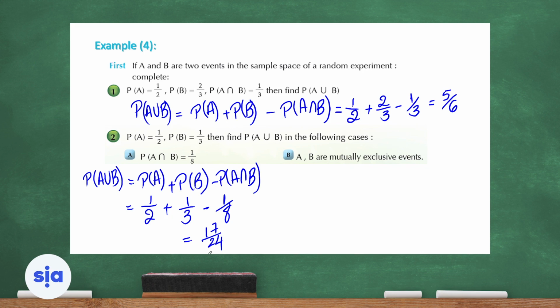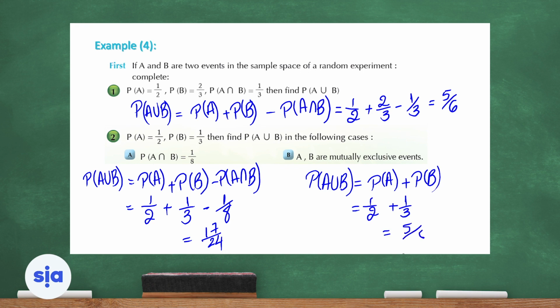And what if A and B are mutually exclusive events? Then yes, excellent. The intersection is 0. The probability of the intersection or the probability of A intersect B is 0. Then probability of A union B is probability of A plus the probability of B. So in this case, it's 1 over 2 plus 1 over 3, which is 5 over 6.